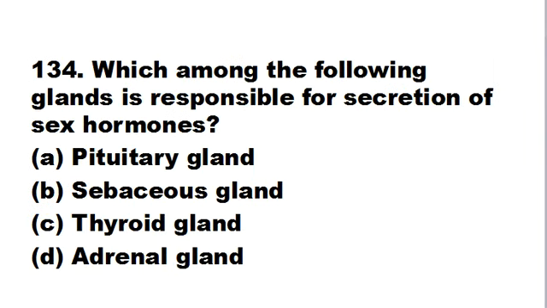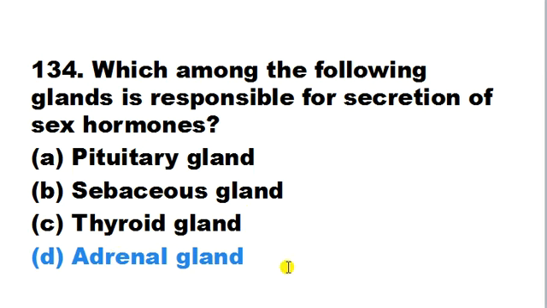Which among the following glands is responsible for secretion of sex hormone? Pituitary gland, sebaceous gland, thyroid gland, adrenal gland. Here correct answer is D. Adrenal gland is responsible for the secretion of sex hormone. Sex hormone is basically released from the adrenal gland. It secretes small amounts of female and male hormones.